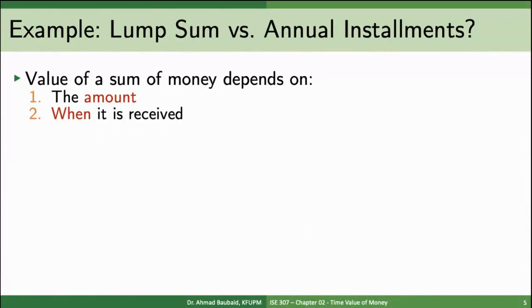The value of money, or the value of a sum of money, depends on two different things, and we saw that in the example. A is the total amount of money that you're expecting to receive, but B is also when you receive that amount of money. And those two things are interacting in a way, and we need to understand that. We saw in the example both factors at work. In one extreme, one factor mattered more than the other, and in the other extreme, the other one mattered a little bit more.